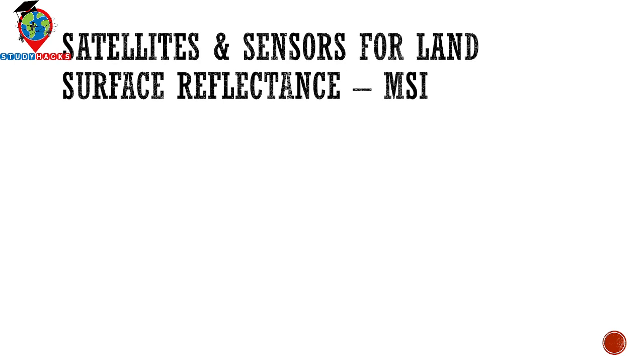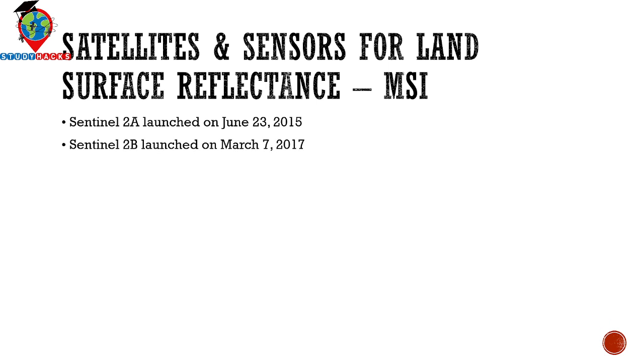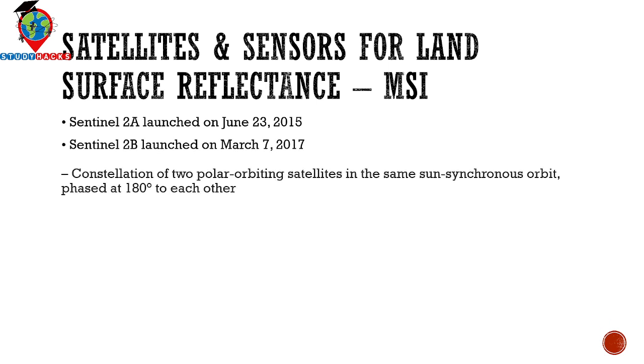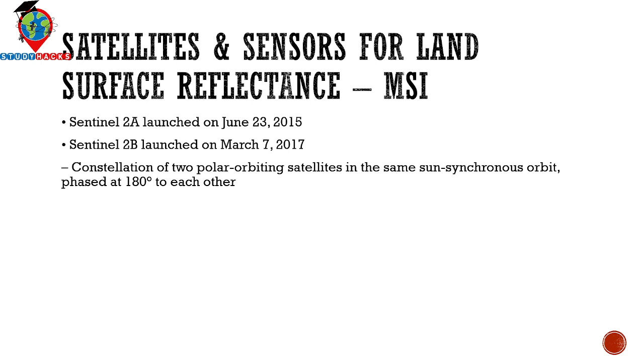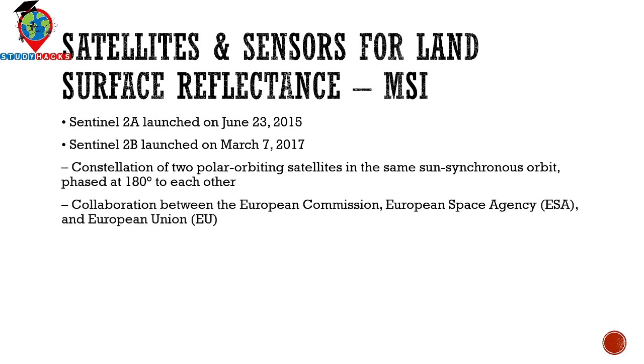Now we talk about another instrument, called the Multispectral Instrument, MSI. It is carried on Sentinel-2A and Sentinel-2B. Sentinel-2A was launched on June 23, 2015, and Sentinel-2B on 17 March 2017. We get a constellation of two polar-orbiting satellites in the same sun-synchronous orbit, positioned 180 degrees to each other. It is a collaboration between the European Commission, the European Space Agency, and the European Union.